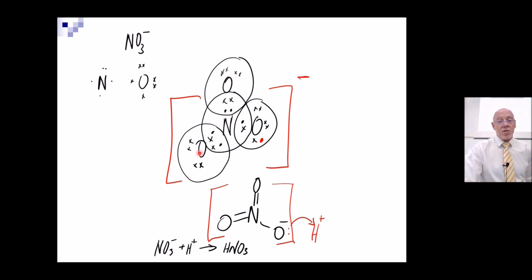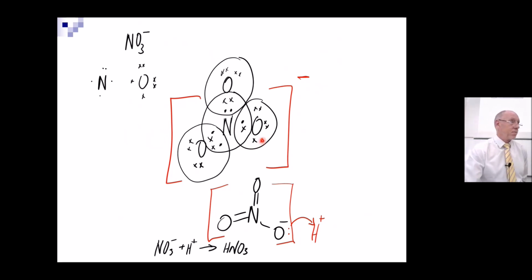Now here's 3 oxygens. Now you know there's 3 because it's NO3. Each oxygen should have 6 electrons. 1, 2, 3, 4, 5, 6. There's an oxygen. 1, 2, 3, 4, 5, 6. That explains all the electrons except this one here, this red one.